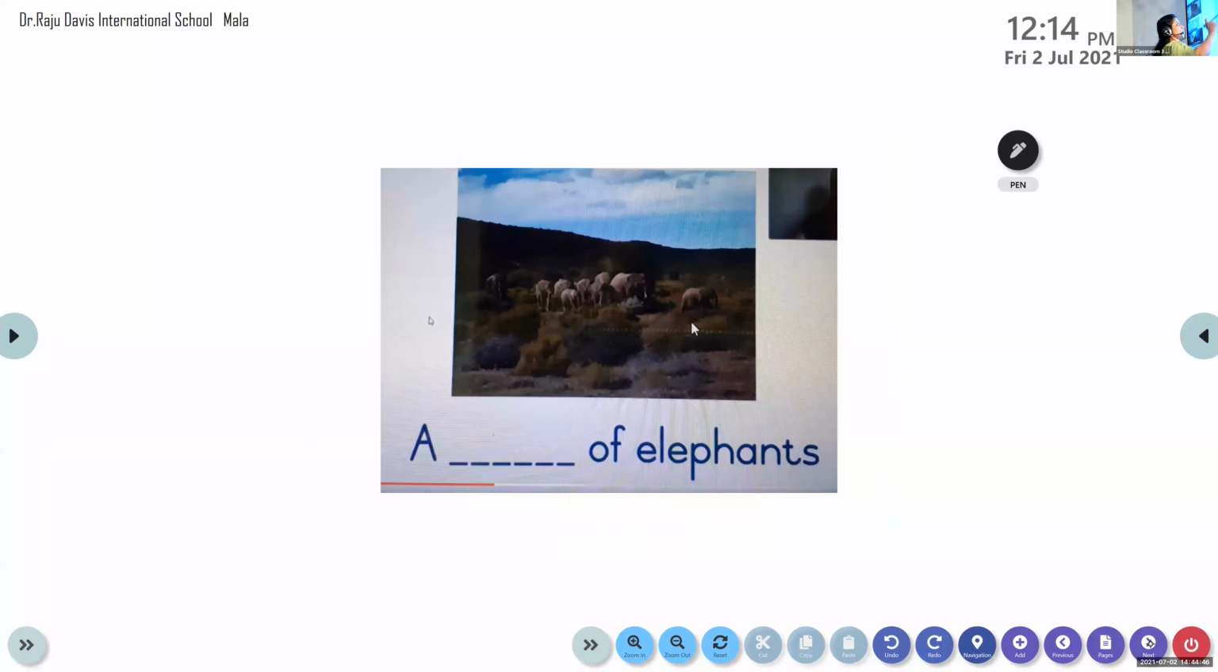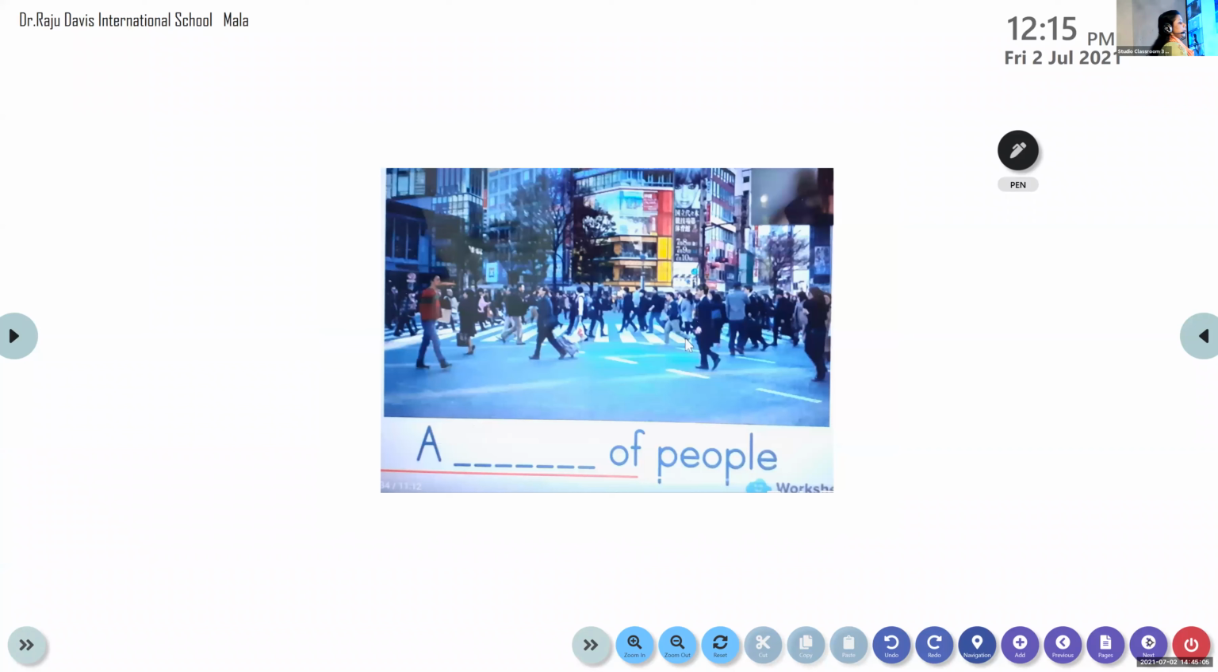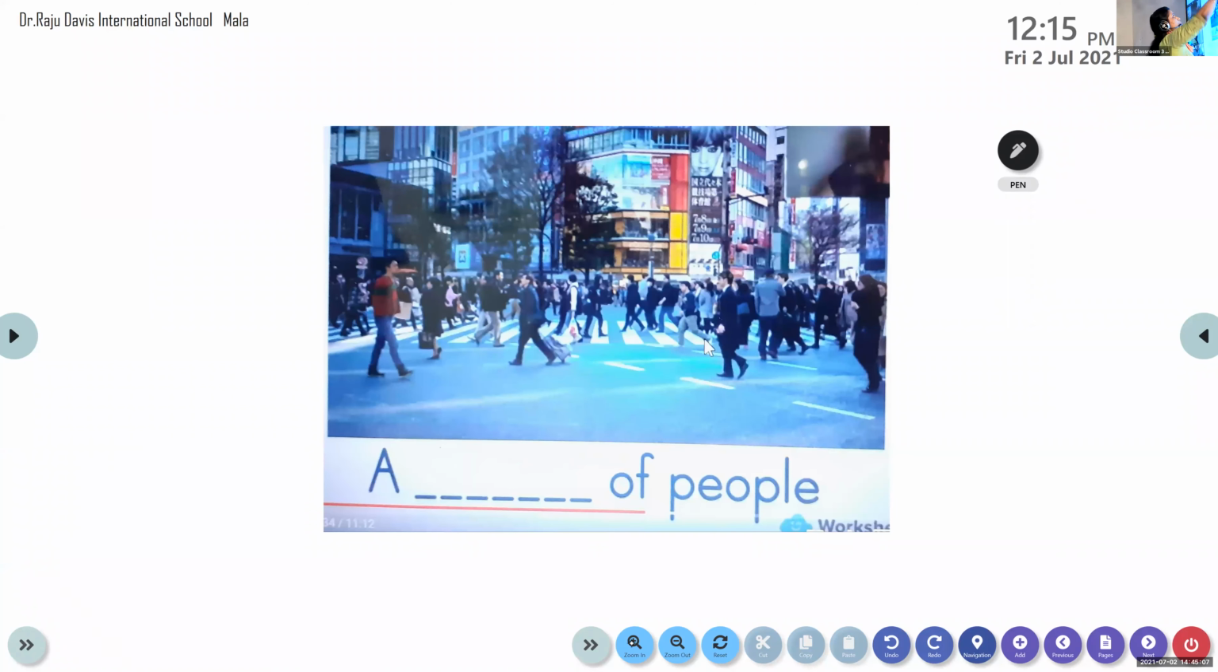Now, let's move on to the next one. What do we call a group of elephants? What is a collective noun used for a group of elephants? Herd of elephants. Yes. A herd of elephants. Very good. So all these we have already learnt. Now let's move on to the next one. Here you can see a group of people. What do we call a group of people? Yes, come on. Crowd. Very good. A crowd of people.